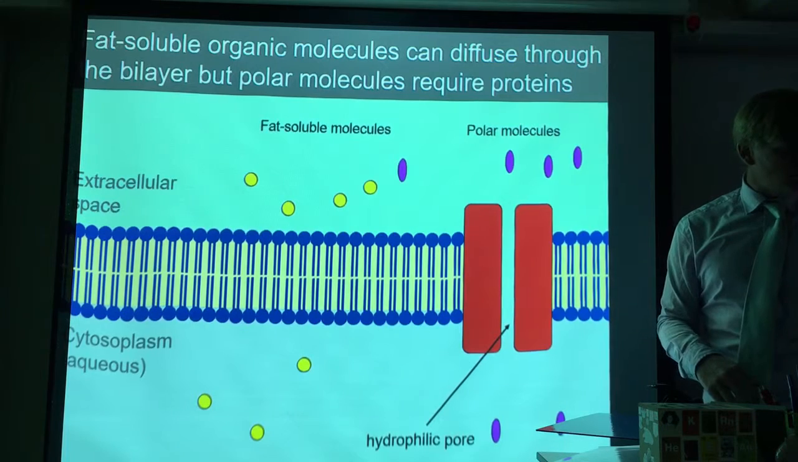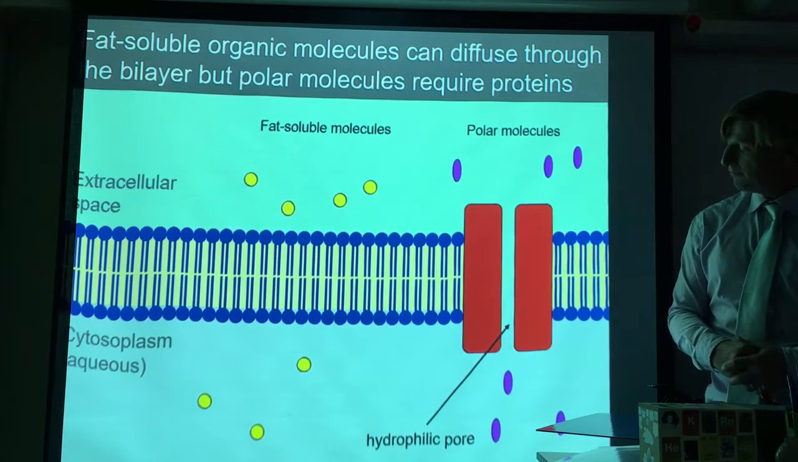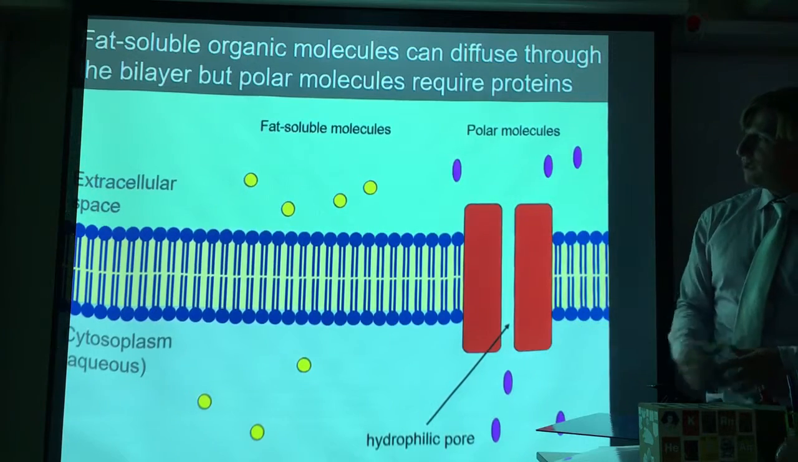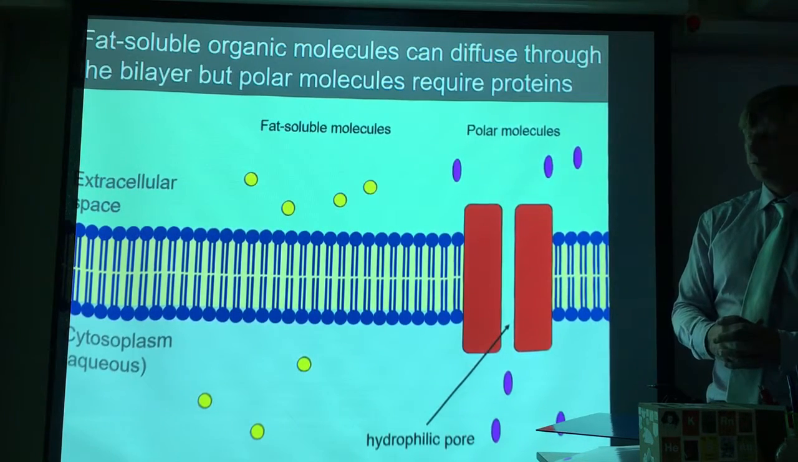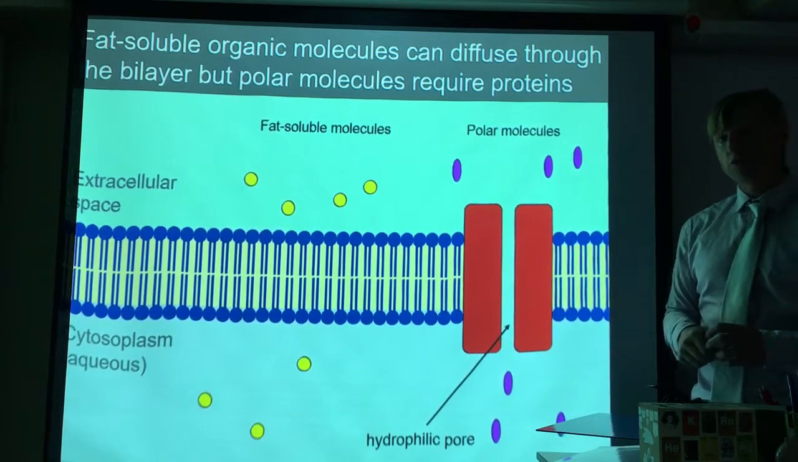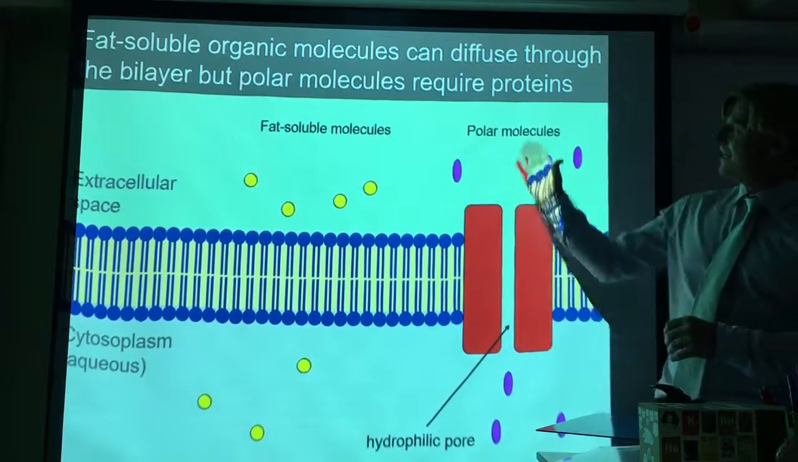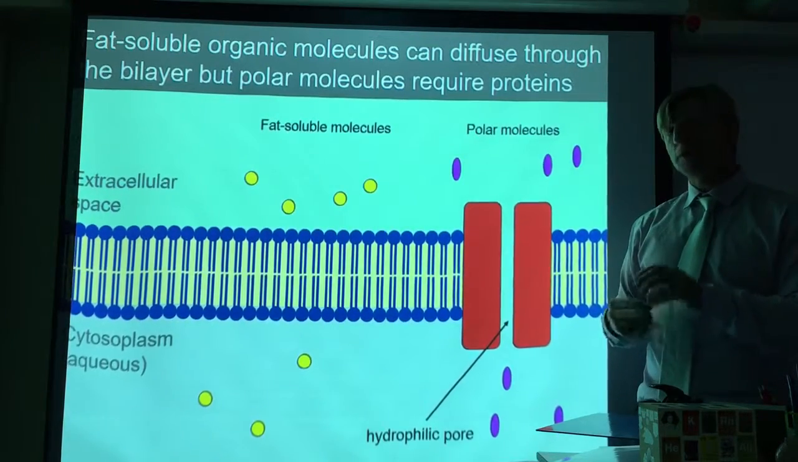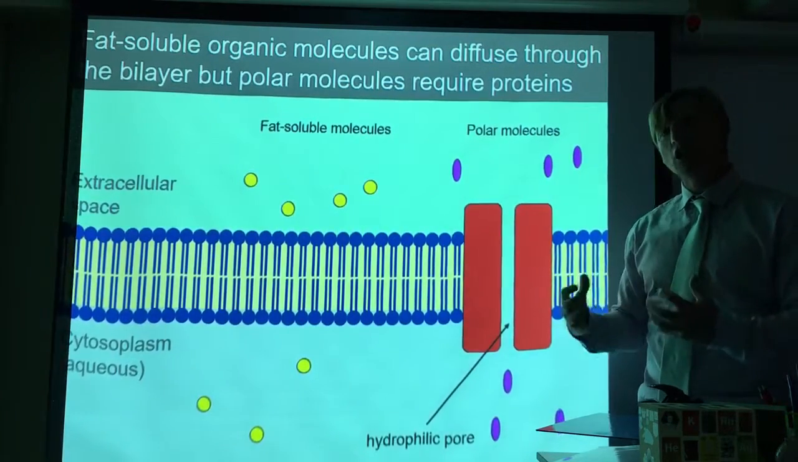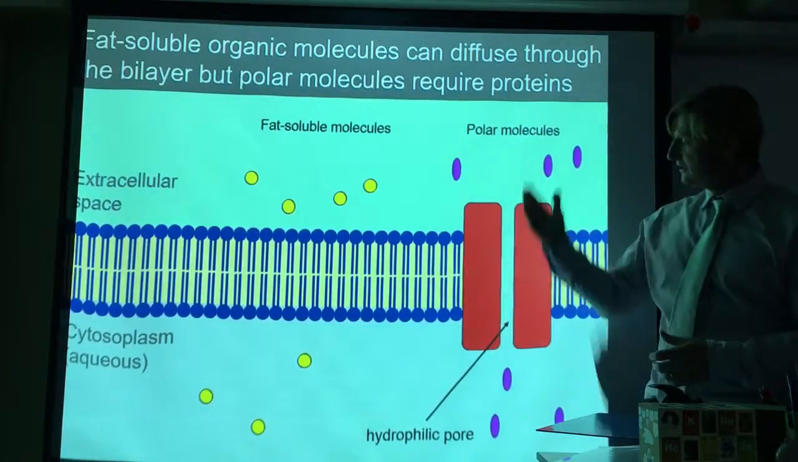And so polar molecules will not go through the lipid bilayer by themselves, but they need what's called a channel protein to get through. And this is a huge function of the proteins in a lipid bilayer, in a plasma membrane, because they allow molecules which are polar or very large, which otherwise wouldn't have been able to go through the lipid bilayer, to get through.